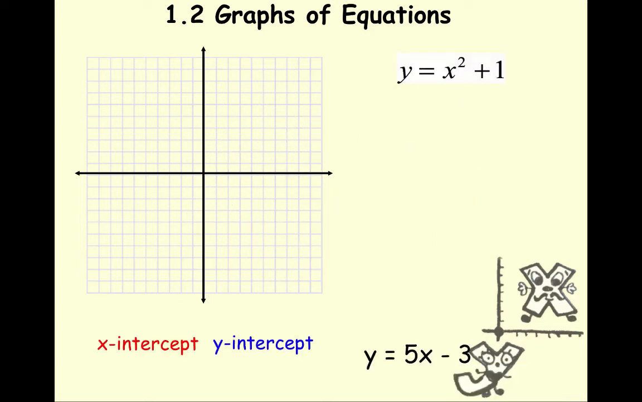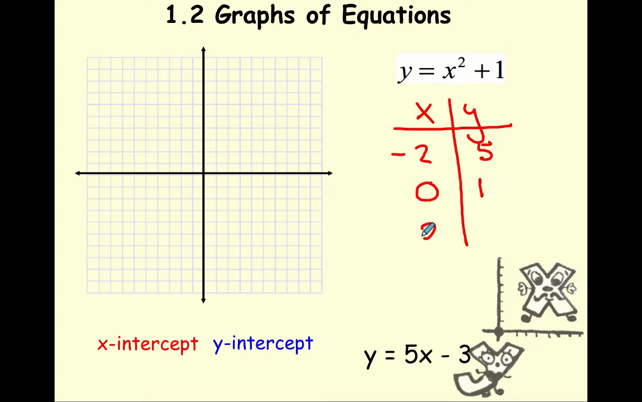Okay, so let's look at this function, and this time we're just going to go ahead and look at it from the lens of a table of values. So if I go ahead and I put in a -2 for x, I get 5. If I put in a 0 for x, I get 1. If I put in a 2 for x, I get 5 also. So let's graph those.